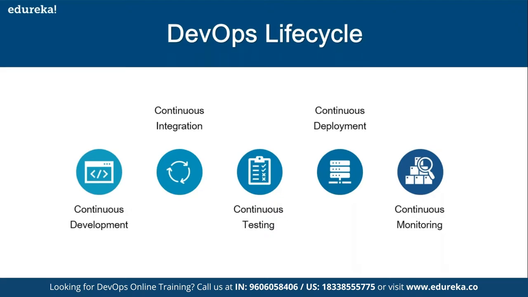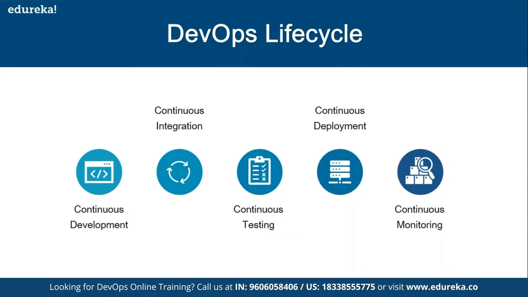Now, continuous development, before we touch upon monitoring, is simply a phase that involves planning and coding of the software, and the vision of the project is usually decided during the planning phase. The developers begin developing the code for the application. There are no DevOps tools required for the planning, but there are tools for maintaining the code, like Git and GitHub. All of these tools are made available to you. They're part of the DevOps lifecycle.